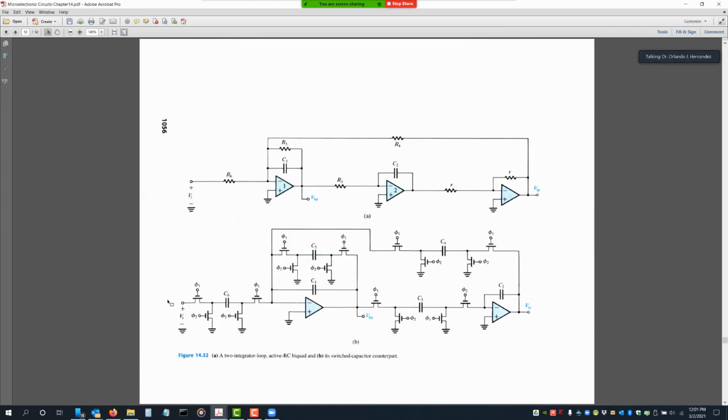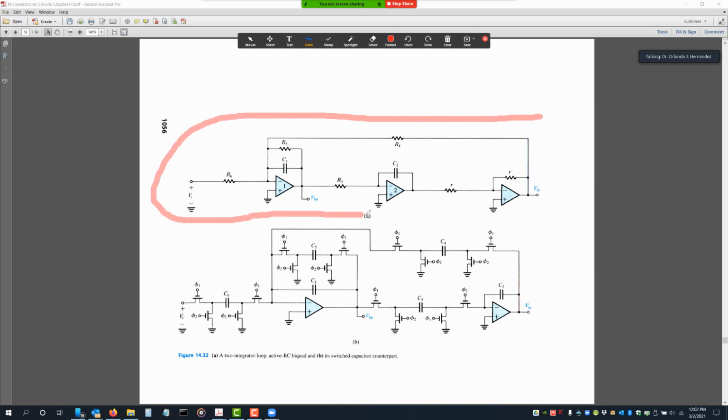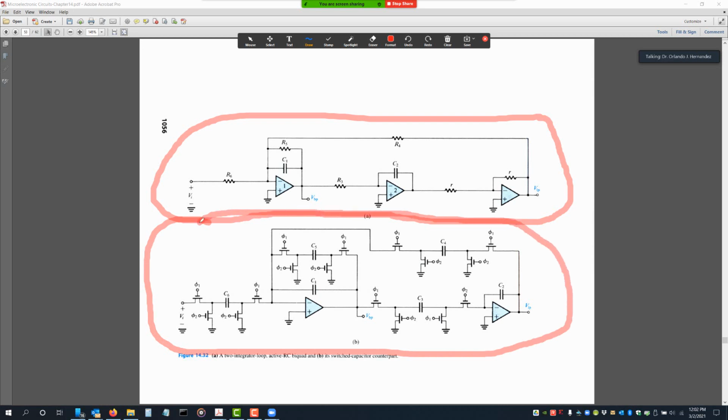So this would be an actual implementation of the two integrator loop active filter that we just went through deriving, but now instead of resistors we have switch capacitors. If you were going to design that filter on a board, you would use this. No inductors, very nice, just resistors and capacitors. But if you were going to do it on a chip, you would do this. Same results, just that the resistors have been replaced by a capacitor and four transistors, to make sure that we have the best charging and discharging out of the capacitors.